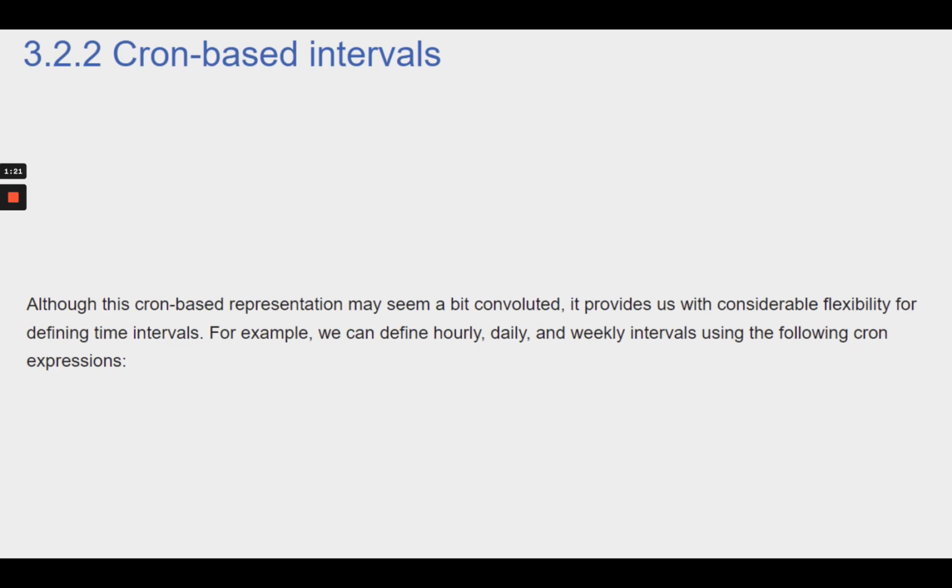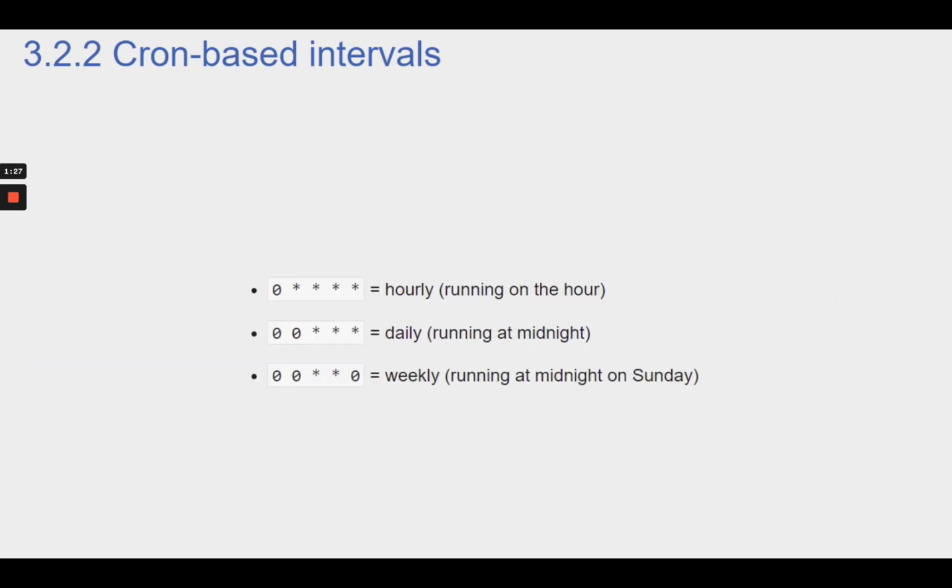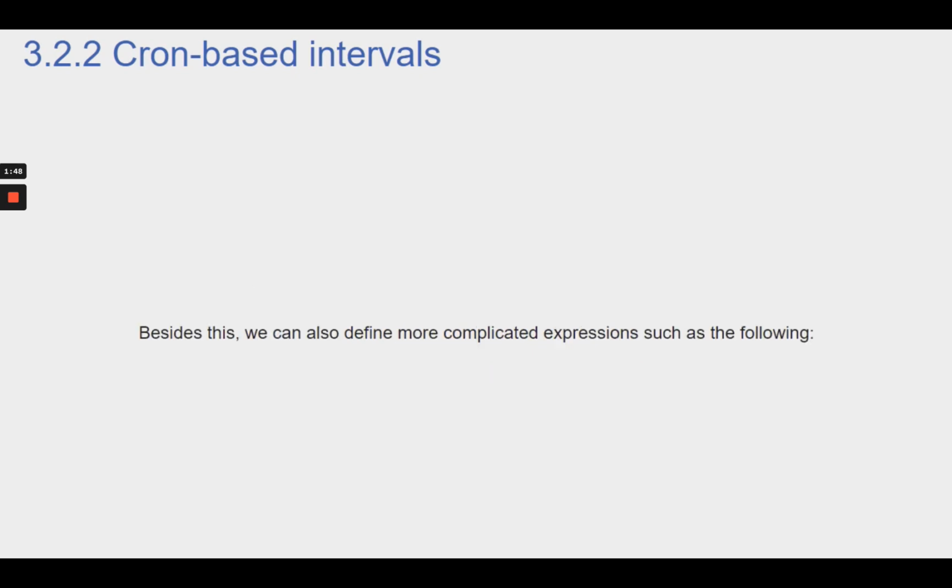For example, we can define hourly, daily, and weekly intervals using the following cron expressions. 0 * * * * equals hourly, running on the hour. 0 0 * * * equals daily, running at midnight. 0 0 * * 0 equals weekly, running at midnight on Sunday.